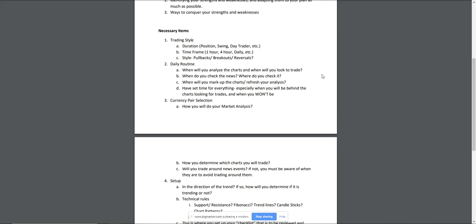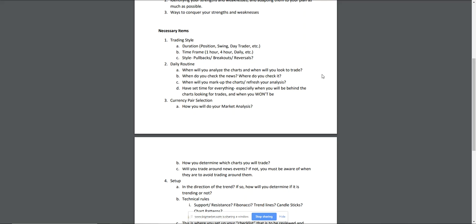When you check the news, where do you check it? Do you use Forex Factory like I do? Do you check it once a week and note it all down on your calendar or your whiteboard so you know when the events are? Or maybe you have to check every day right when you get started in your trading session because you need to know, okay, if I trade this pair and it's 9 a.m., I have this news event I've got to look out for. So maybe I want to close it before then.